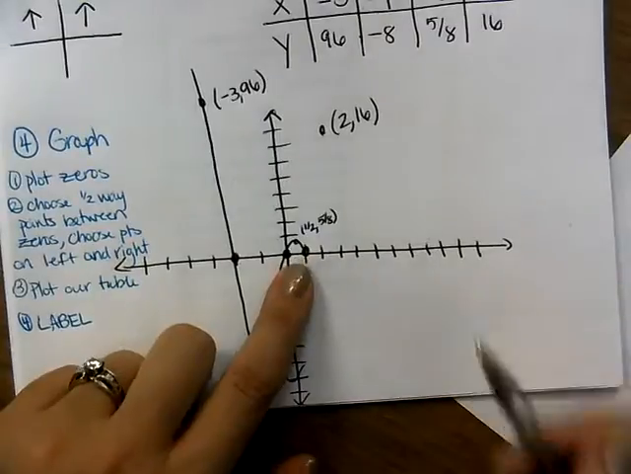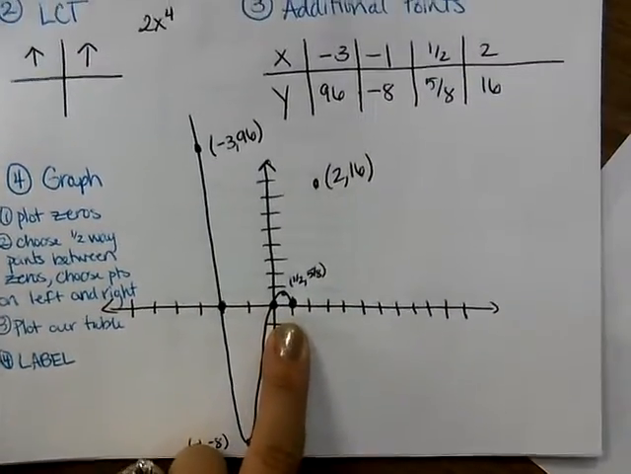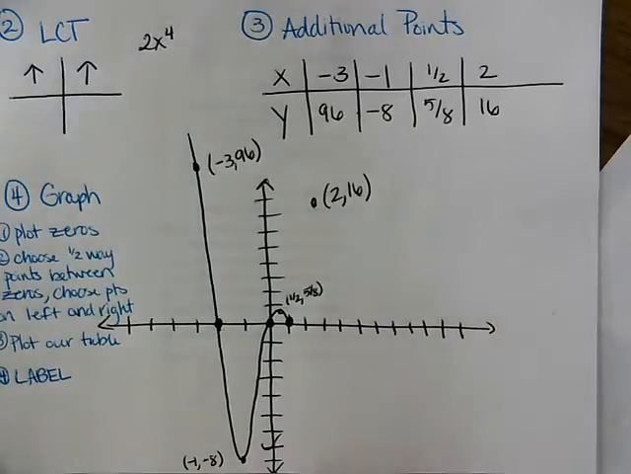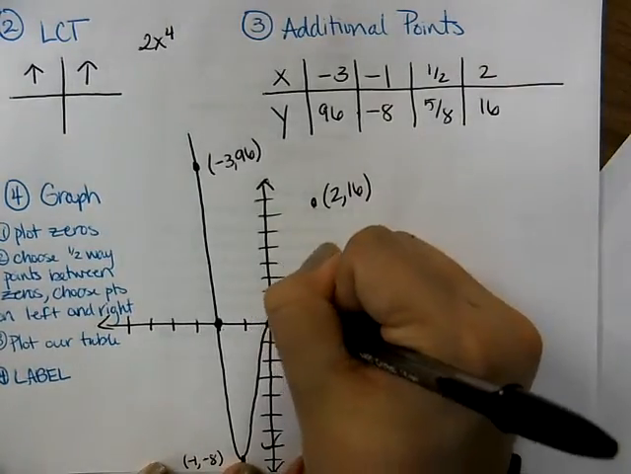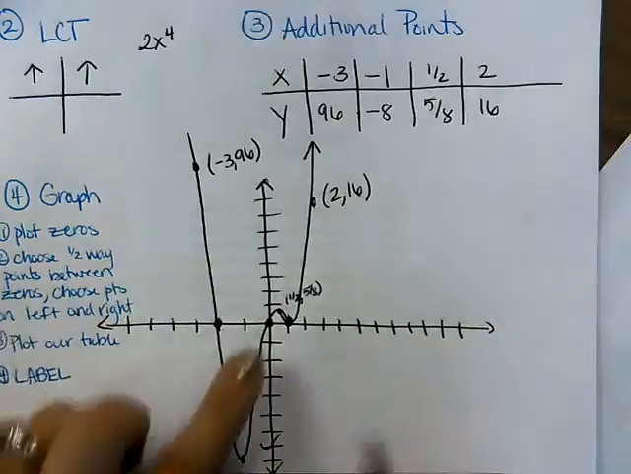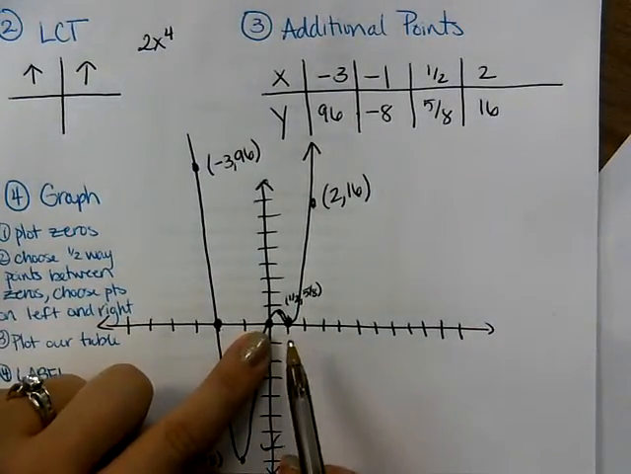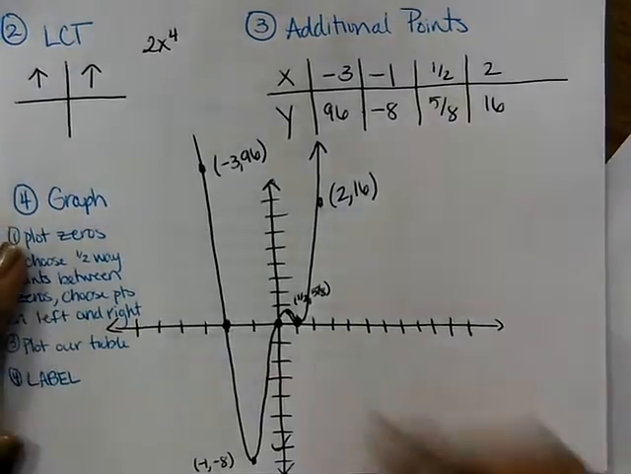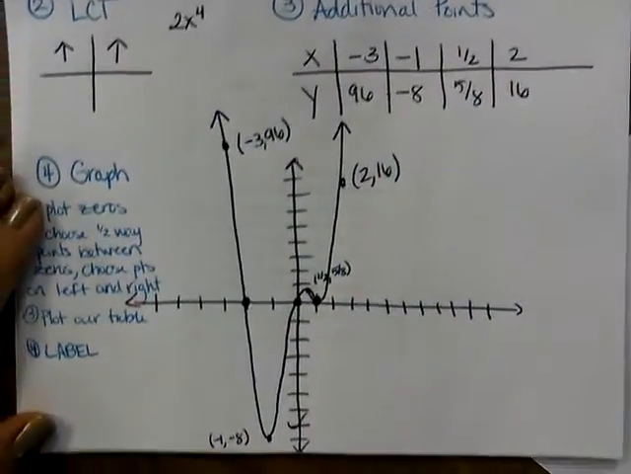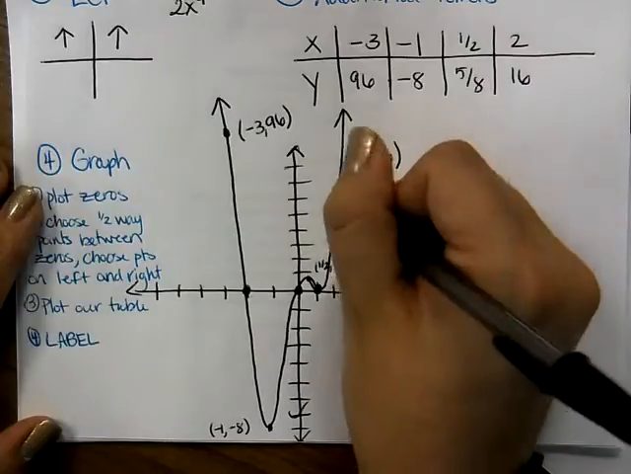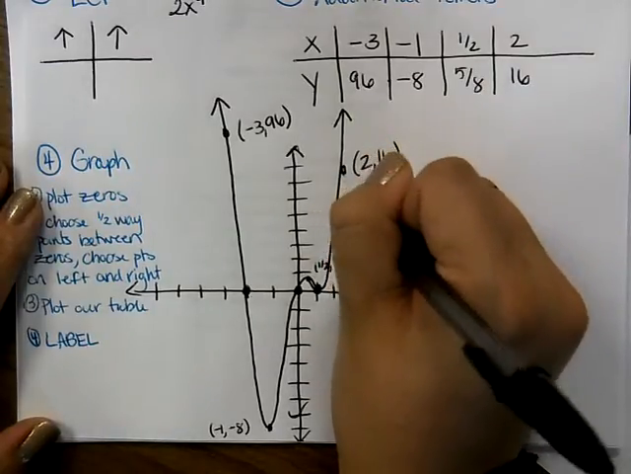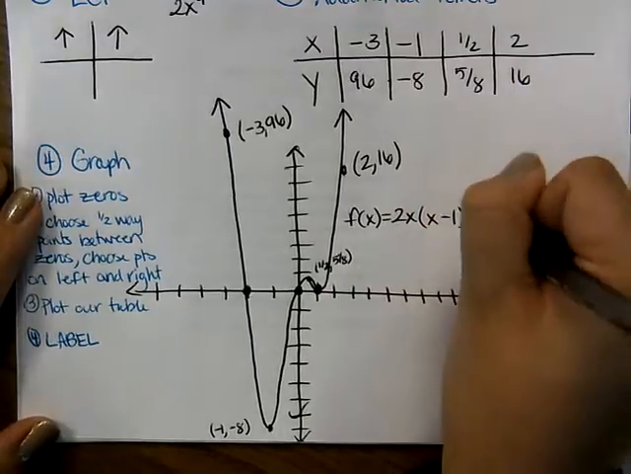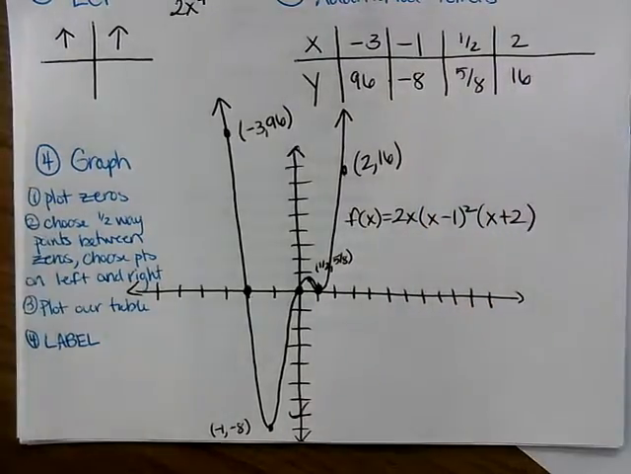Now what you should notice here is we talked about the fact that this was a double. So you'll notice it's not dropping back down here. It's got to rise to the right. So it bounces off the axis and comes back around. That's how you know this is a double, looking at the graph. It forms that parabola shape bouncing off the axis. We want arrows on both ends of our graph, and then we have to label the function itself. So f of x equals 2x times (x minus 1) squared times (x plus 2).